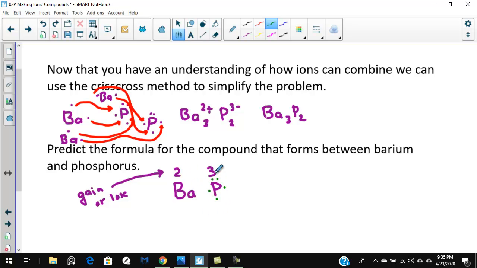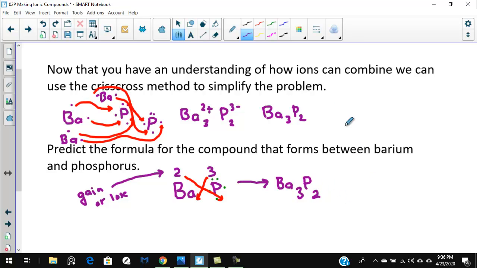So the 2 and the 3 go on the top, and then we crisscross them. This number is going to be written down here, and this number is going to be written over here. And so we get a new formula right away without doing a lot of arrow drawing and diagramming. And we write down Ba, and the number 3 came down here, so we write a 3, and the 2 comes over here. So we write down a 2, and we have a compound, Ba3O2.